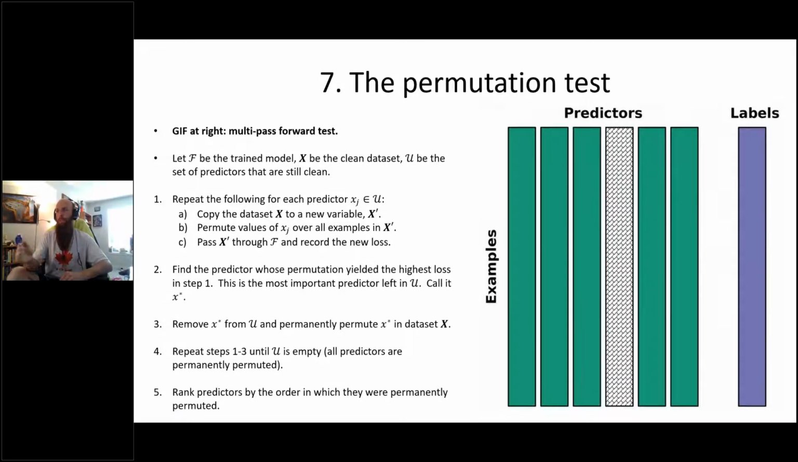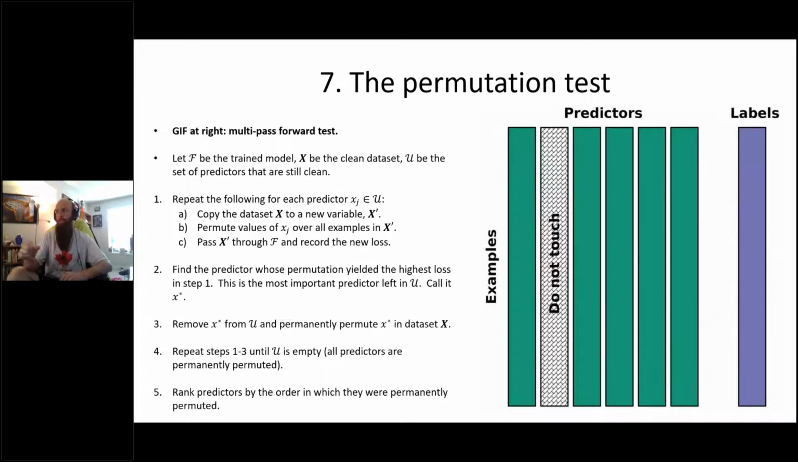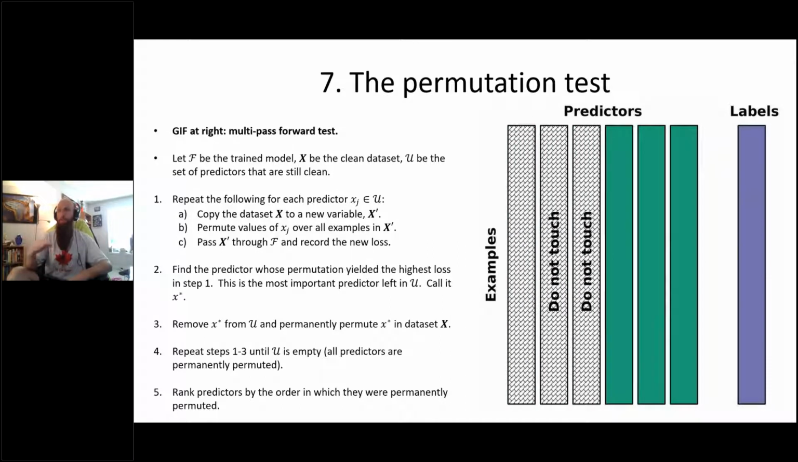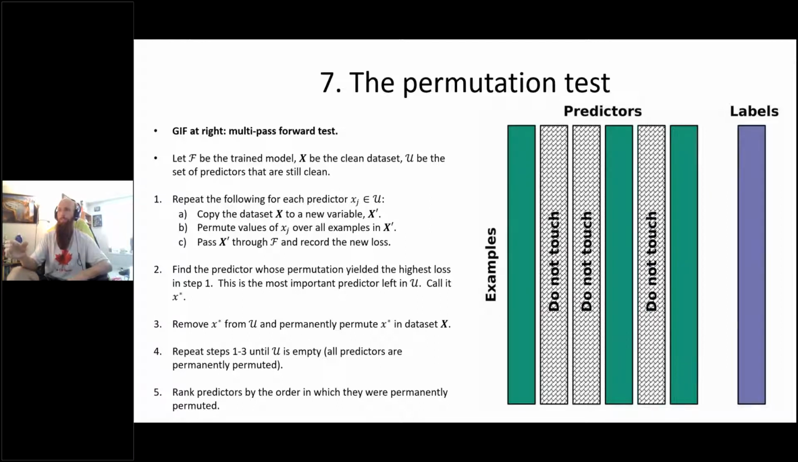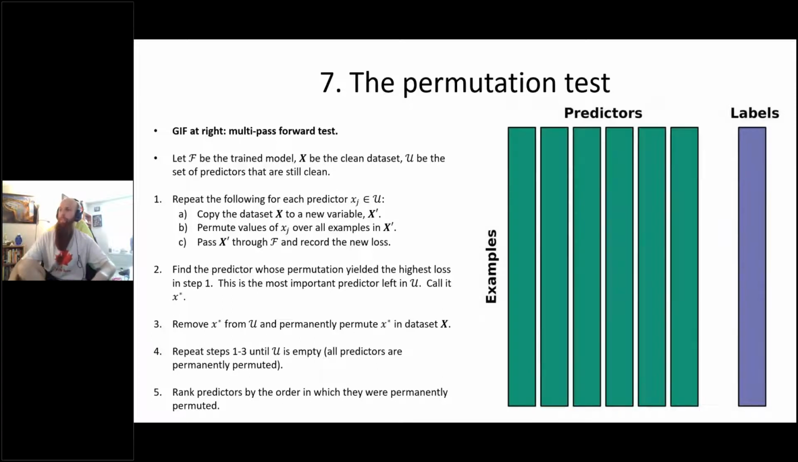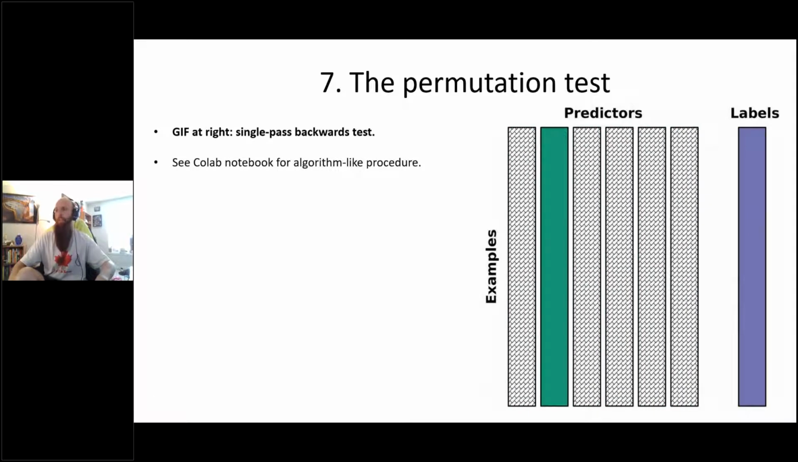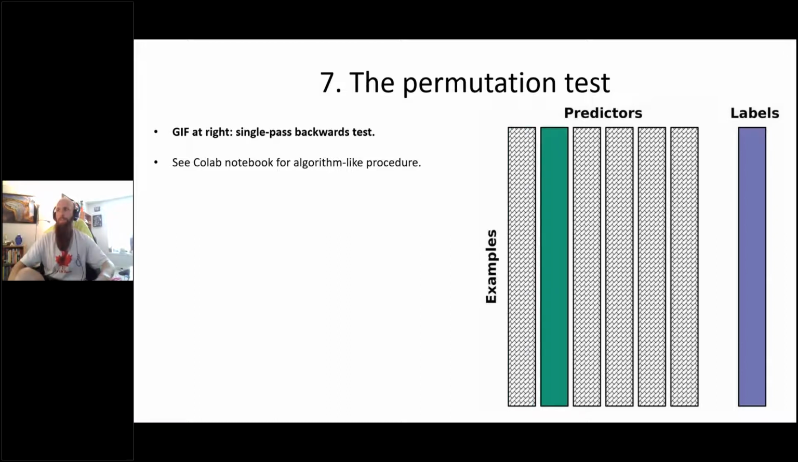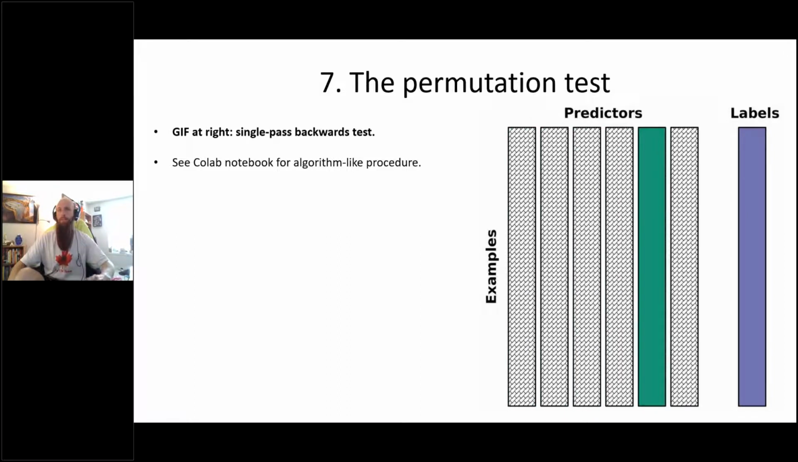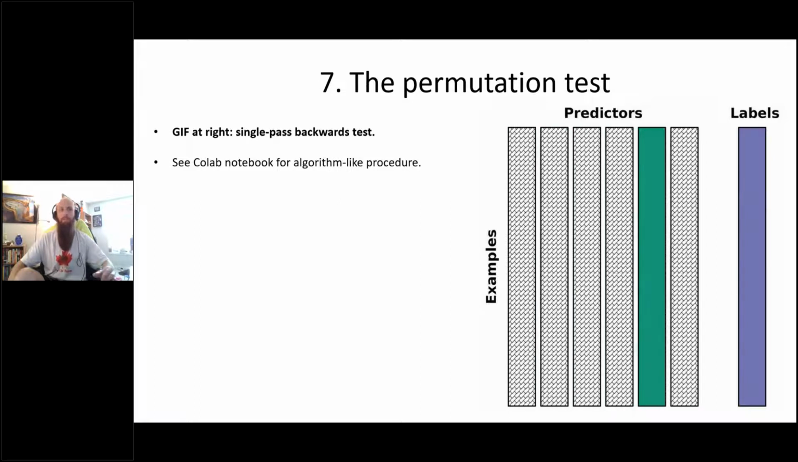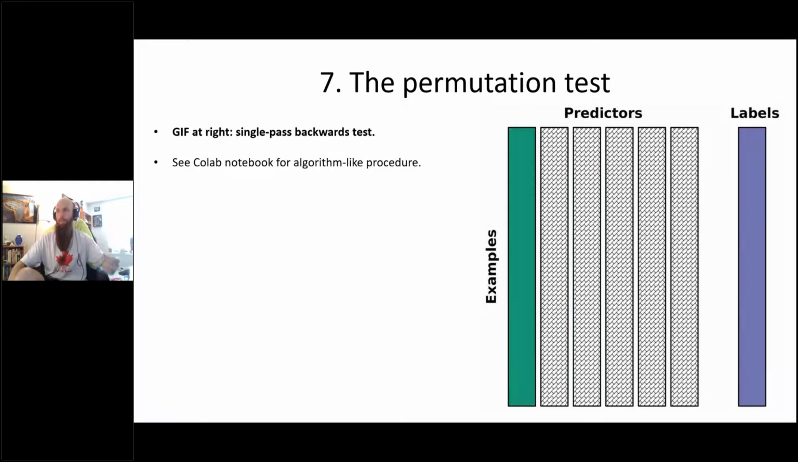So you do the single-pass test once, you find the most important predictor, and leave it permuted forever. Then you find the second most important predictor, leave it permuted forever. Then you find the third most important predictor, leave it permuted forever. The analogy I like to make is 99 bottles of beer on the wall, although Amy wouldn't let me put that in our BAMS paper. So that's the single-pass and multi-pass forward test. The single-pass and multi-pass backward tests are similar, except that instead of starting with all predictors in the correct order, you start with all predictors being permuted, and then you successively depermute, or clean up, one predictor at a time.